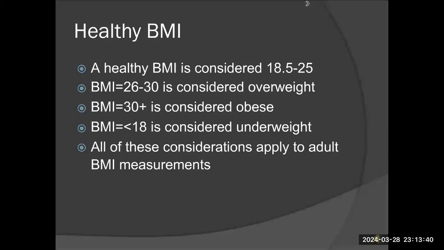So healthy BMI is considered, as I pointed out, 18.5 to 25. BMI 26 to 30 is considered overweight. BMI 30 plus is considered obese. BMI less than 18 is considered underweight. All of these considerations apply to adult BMI measurements.